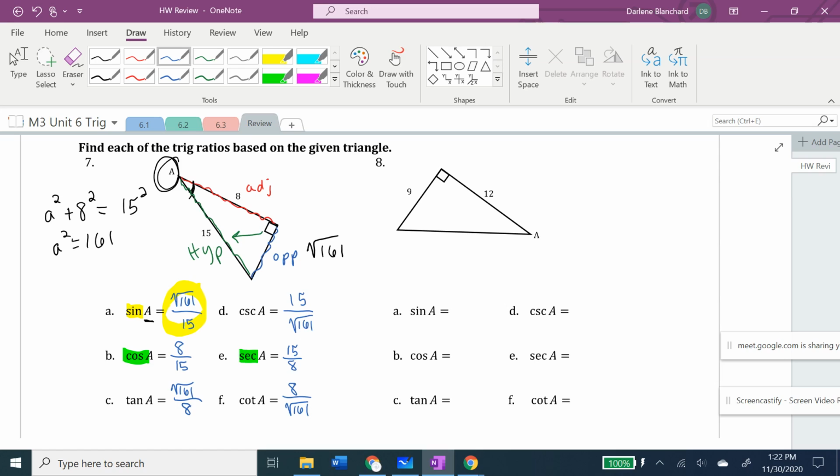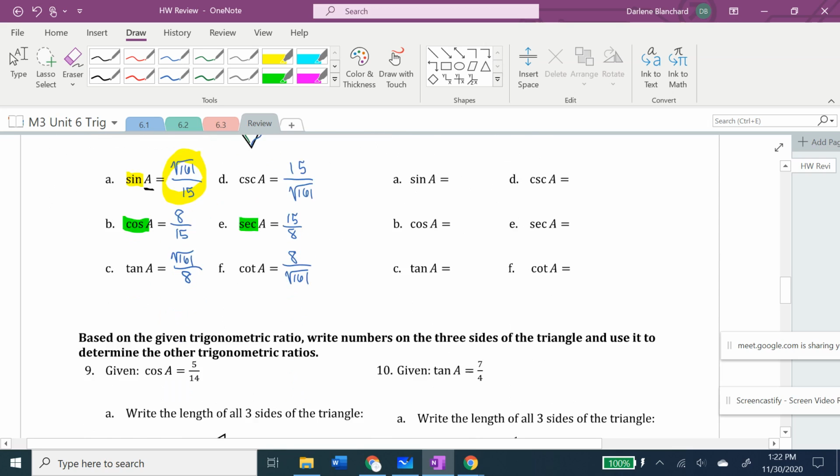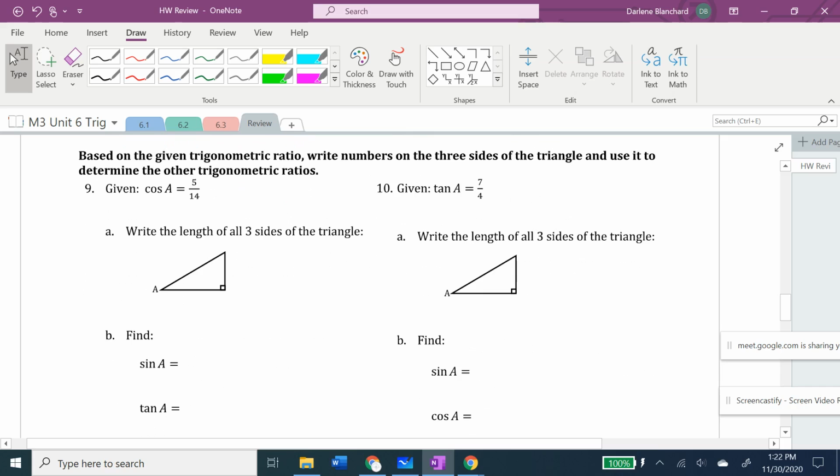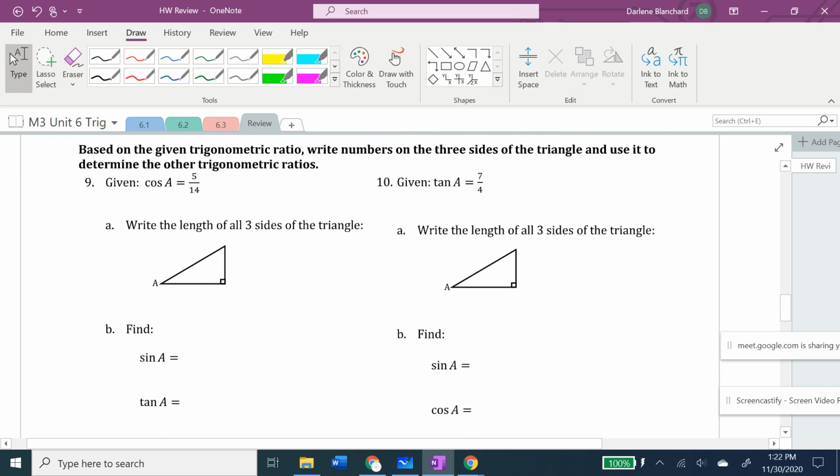So you are going to do exactly the same thing on number 8. I'm going to leave that for you to do on your own. And now let's take a look at the next batch. This is similar to the previous problem, but this time you're given one of those 6 trig functions, and you're dealing with a right triangle.